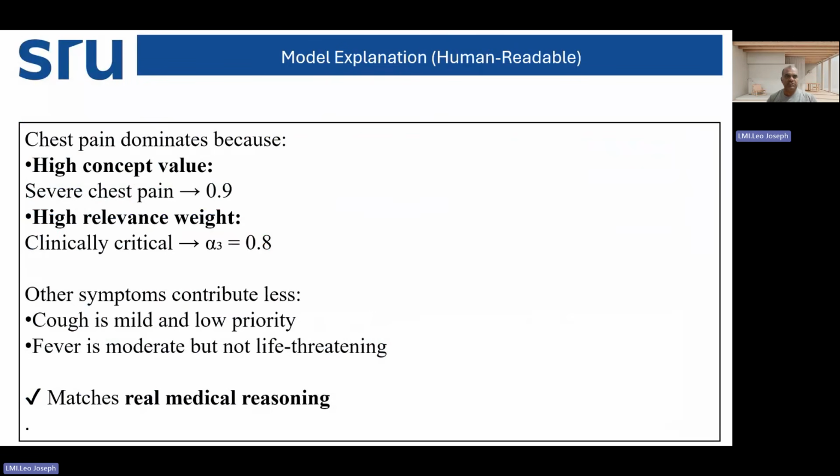So chest pain dominates because severe chest pain 0.9, high relevance weight, critically important. Okay, clinically critical, that is 0.8. So other symptoms contribute very less. That is, cough is mild and low priority. Fever is moderate but not life threatening. So it matches with real medical reasoning. This is what the model explanation, human readable format, we can give. So these are all the things, and that is called a self-explanation.